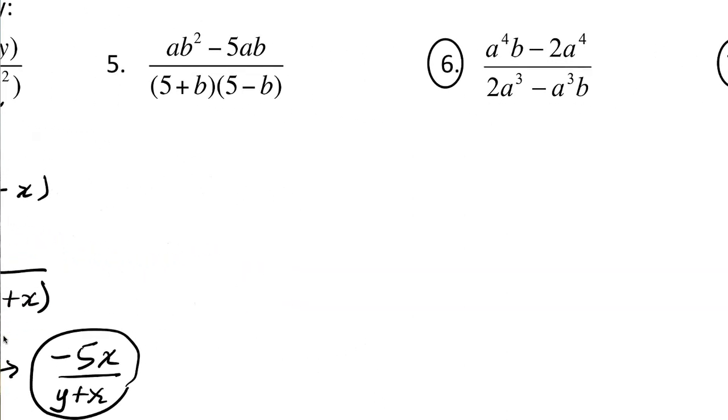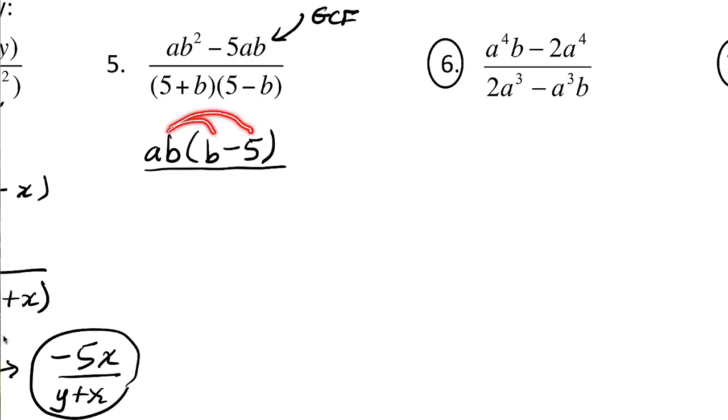We could do the same on number 5. Notice in the numerator, there are two terms, and they both have a's and b's, so we could take a greatest common factor out. So if we took a b out of those, that would leave us with b minus 5 in the numerator. You can always check your answer by distributing this back in and see if you get back to where you started, and it looks like we do.